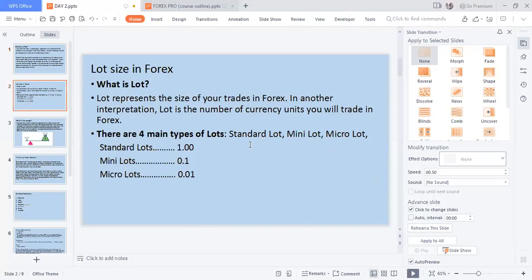The next one is lots. Lots represent the size of your trade in forex. In another interpretation, it's the number of currency units you will trade in forex. There are 4 main types of lots: standard lots, mini lots, micro lots, and nano lots. But I don't like to talk much about nano lots. So now, let's start. A standard lot is a lot that has 1.00. A mini lot is a lot that has 0.1. A micro lot is a lot that has 0.01. Let's start.